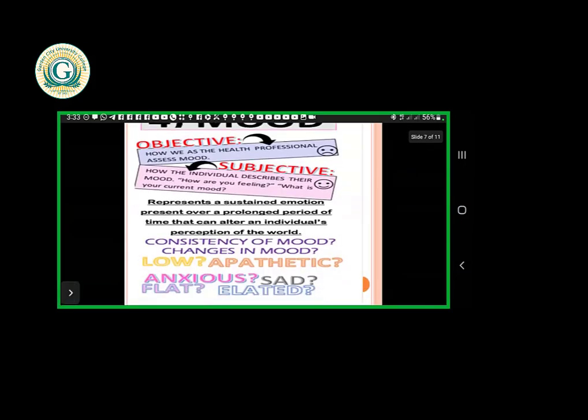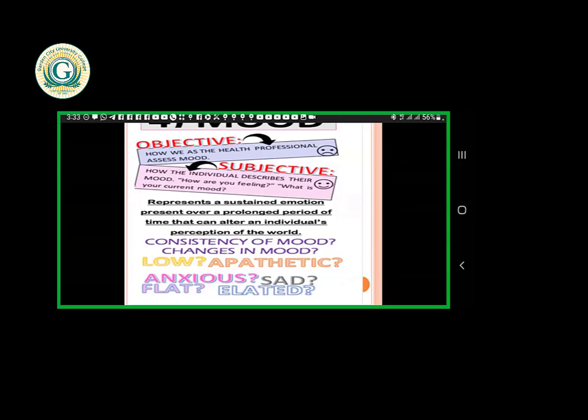Okay. So we were talking about the mood, right? So the next one is also looking at the mood of the patients. So we have mood and then we have affect. So the mood is more of something that is subjective. Okay? It is what the patient is feeling at a particular time.